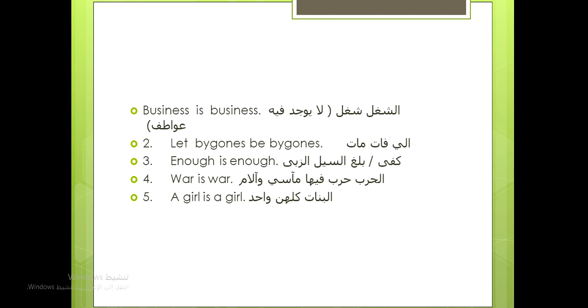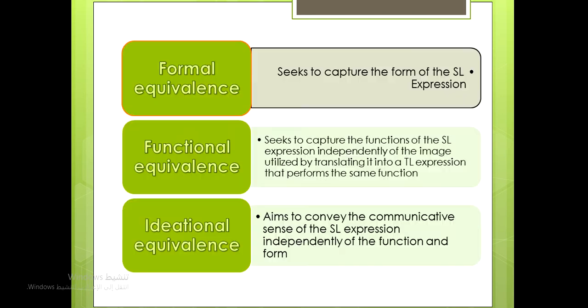Here are some examples of how to be careful about not just the direct meaning, but about the connotation or connotative meaning. For example, business is business, شغل شغل، لا يوجد فيه عواطف. Enough is enough، كفى or بلغ السيل الزبا. War is war، الحرب حرب فيها مآسي وآلام.